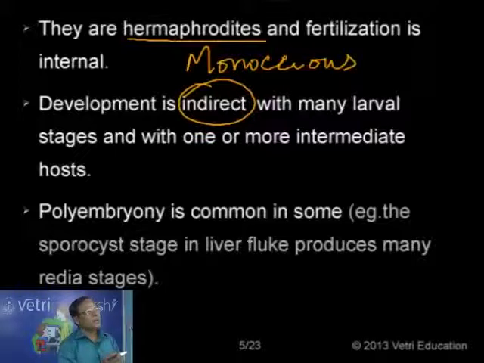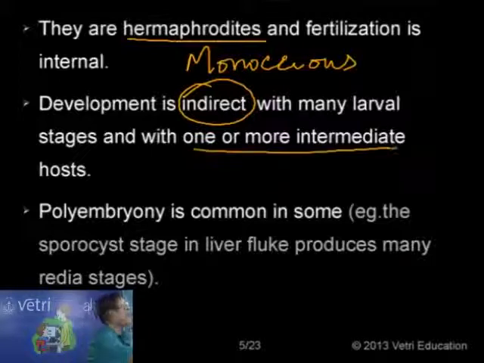The parasitic forms complete the life cycle in two hosts. That means they have a primary host and a secondary host. The primary host is called the definitive host and the secondary host is called the intermediate host. So they have one or more intermediate hosts to complete the life cycle. There are many larval stages, and as I mentioned earlier, in some forms we have many larval forms. Polyembryony is common.